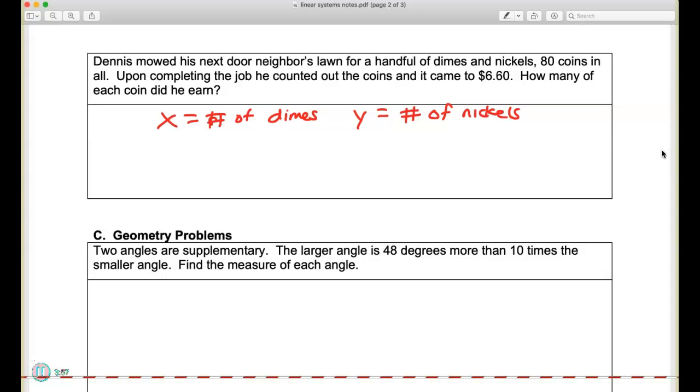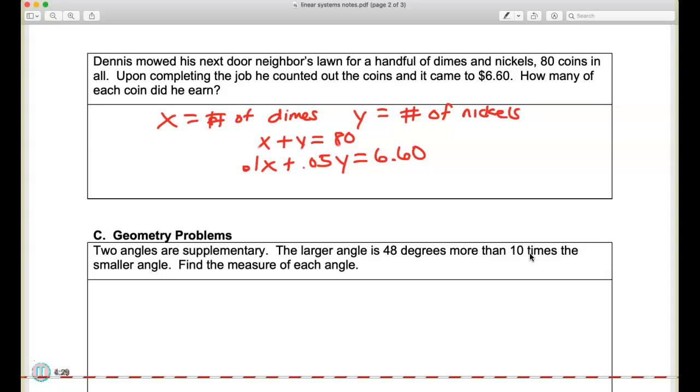All right, we have 80 coins in all, so there's our first equation. That's the easy one. X plus Y equals 80. Okay, so now we've got to get the money line. We have $6.60. Dimes are 10 cents, so 0.1x. Nickels are 5 cents, and that needs to end up being $6.60. Okay, so there will be our equation.